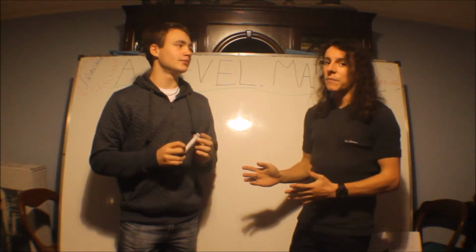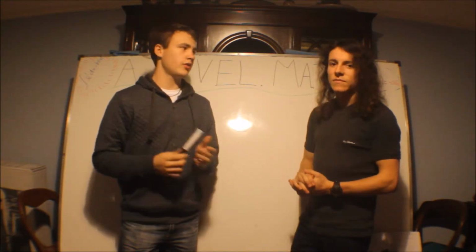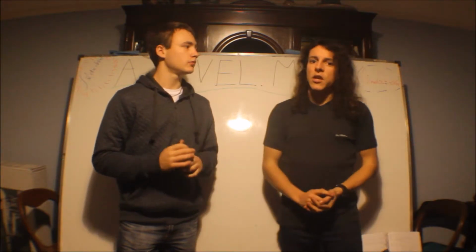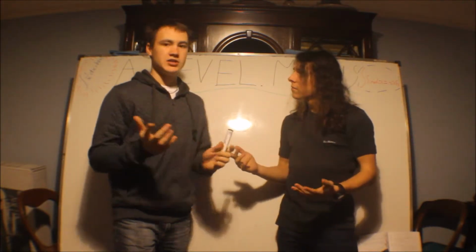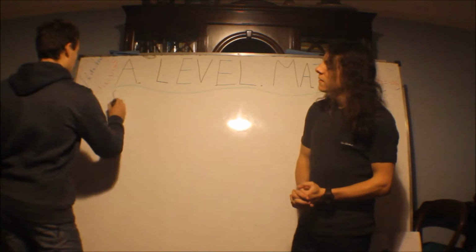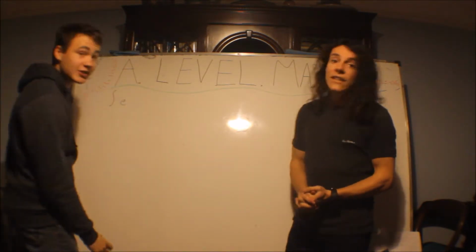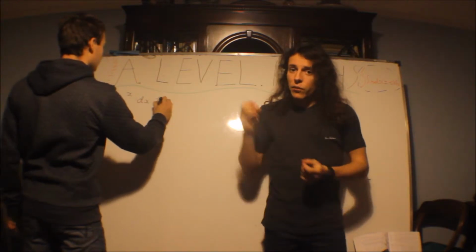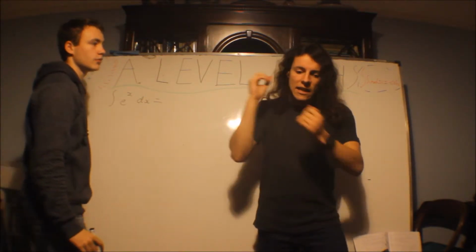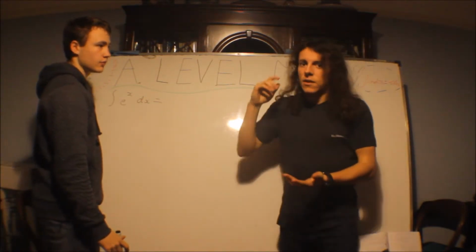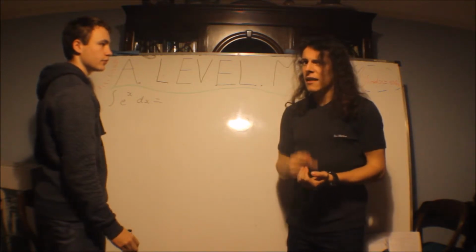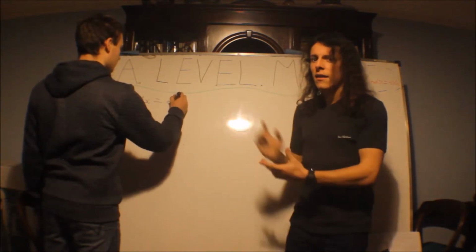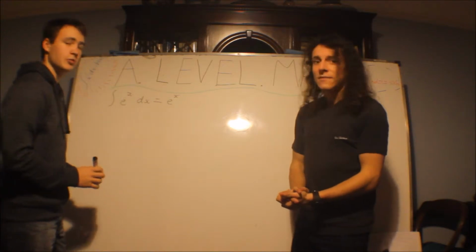So, integration. First we'll start off with a few things you just have to know, like in differentiation. So, e to the x. If you're integrating e to the x, a way to think about it is differentiating: what do you differentiate to get e to the x, and then go backwards. When you differentiate e to the x, you get e to the x. So if you integrate e to the x, you get e to the x. Good, we got that.